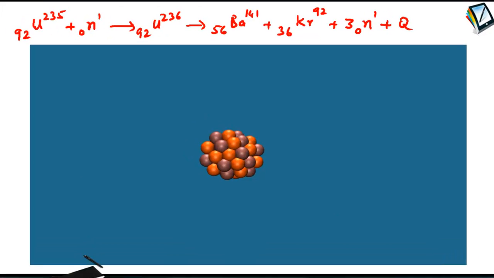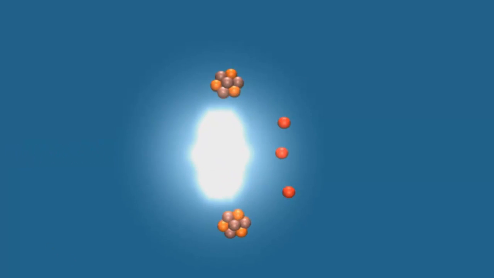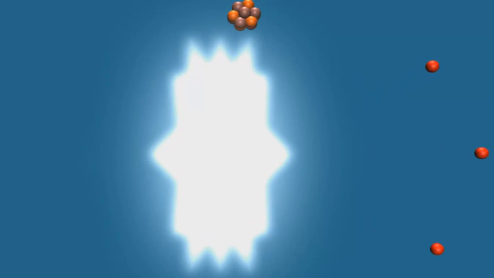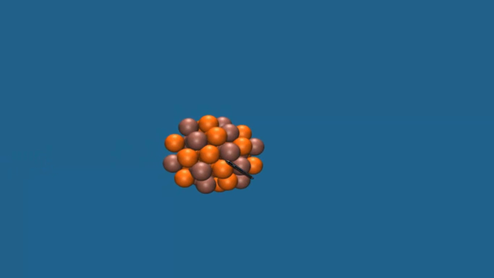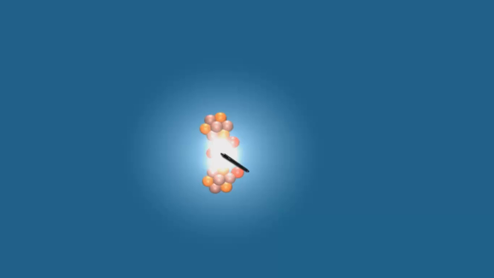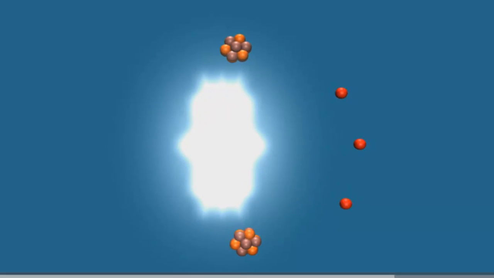For example, in this case, this neutron slowly comes and is captured by the uranium nucleus, and it splits up. This neutron is coming from here, and now this becomes unstable. Now it's ready to split, giving barium, krypton and three neutrons, in turn releasing a huge amount of energy.